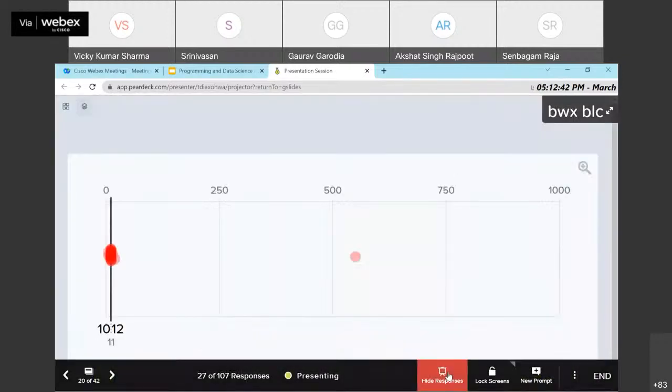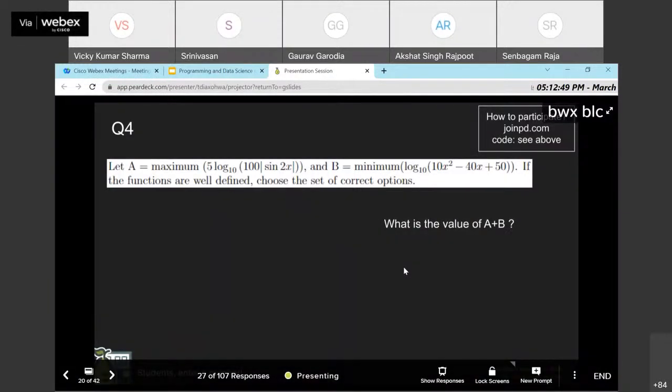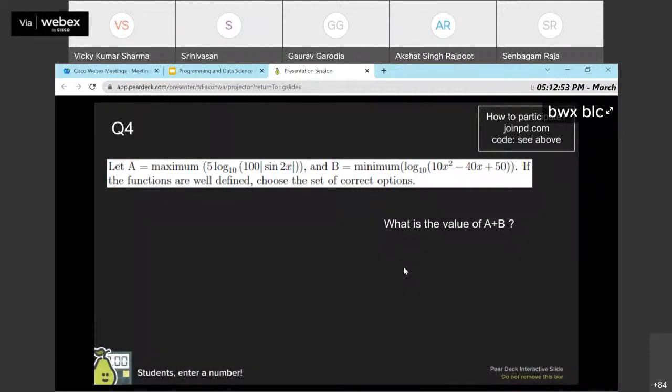So let's see what are the popular responses. Yeah. So most of you have given answers between 10 to 12. So the answer is 11. So nice, Gaurav. So good that you were able to solve this. So I hope all of you understood this.